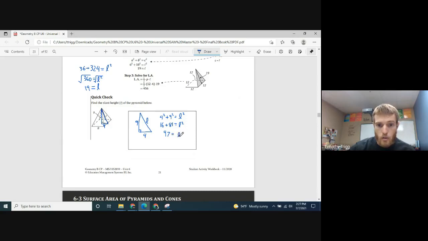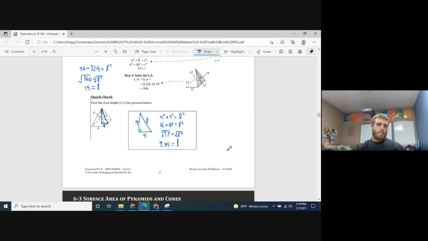equals L squared. Now, how do we get rid of that squared? Well, you square root both sides. To get rid of squared, you square root. So the square and square root cancel, leaving you with L on the right side. And the square root of 97 is 9.85, roughly. And that's your slant length.